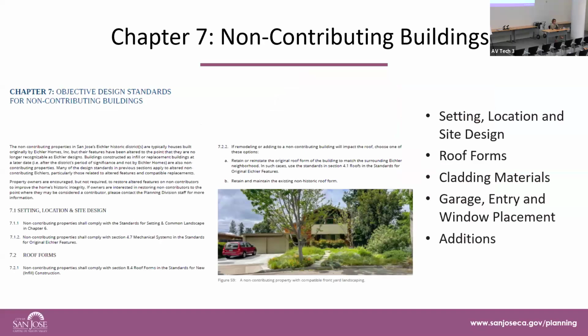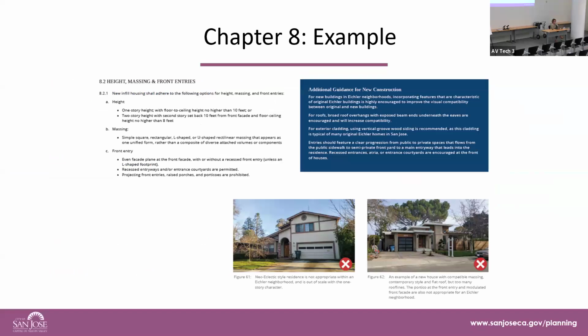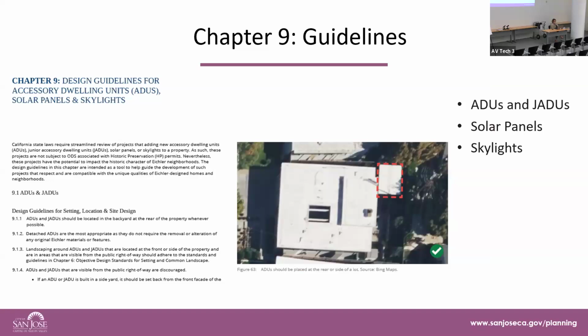And chapter 7 talks about how to treat non-contributing buildings. It goes through the same format as chapter 4, which is it looks at the setting and the roof forms and the cladding materials and how to treat non-contributing buildings with additions. Chapter 8 is exclusively devoted to infill or new construction. So again, it just talks about height, massing, and some general examples. And chapter 9 deals with ADUs. So this is a guidelines chapter because we don't review single family house permits; they are not required for ADUs. So it gives some general guidelines and design advice for people, but they're not required.